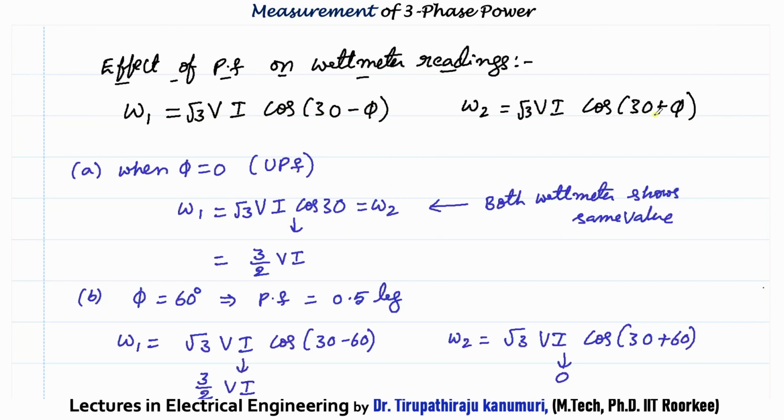Second one also root 3 times of VI cos 30. That means both the wattmeters will measure the same magnitude and that too positive value. So let us see the case when phi is equal to 60 degrees. That means the power factor is equal to 0.5 lagging.